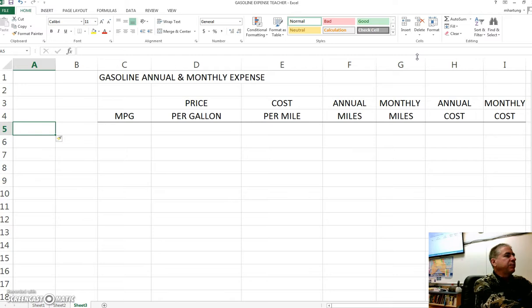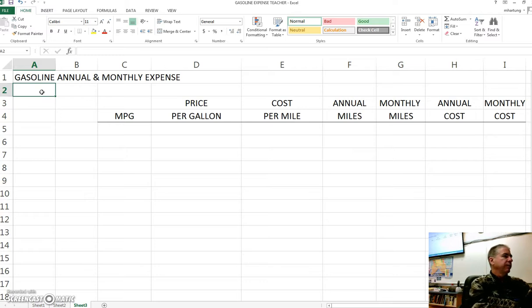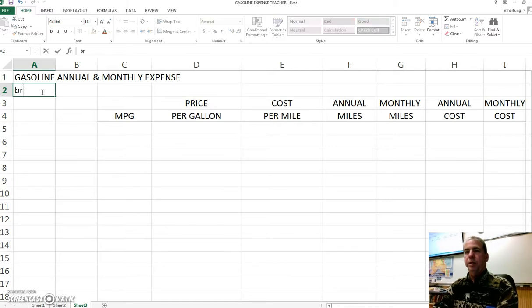Next step, let's move this over. Since it's over there in column C, let's move it over to column A so it looks like that. And it'll just make our worksheet look a little nicer if we move gasoline expense over. And then we're going to add a new little subheading here, subtitle called Breakeven Analysis. Let's capitalize that. Breakeven Analysis.